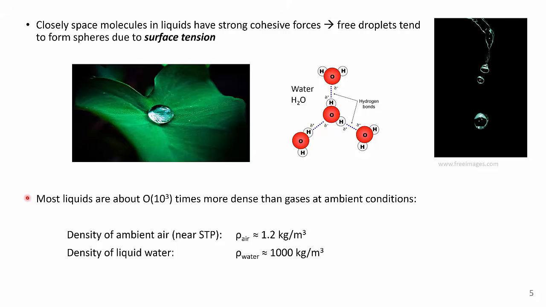Another key difference between liquids and gases is that liquids are about 1,000 times, 3 orders of magnitude, roughly speaking, more dense than gases at ambient conditions. If you look at air near standard temperature and pressure, its density is about 1.2 kilograms per cubic meter, whereas the density of liquid water at room temperature is about 800 times that, about 1,000 kilograms per cubic meter. Just as a side, it always amazes me that in front of you right now, a meter by a meter by a meter, it's hard to imagine that there's a kilogram of mass in that volume, but there is.